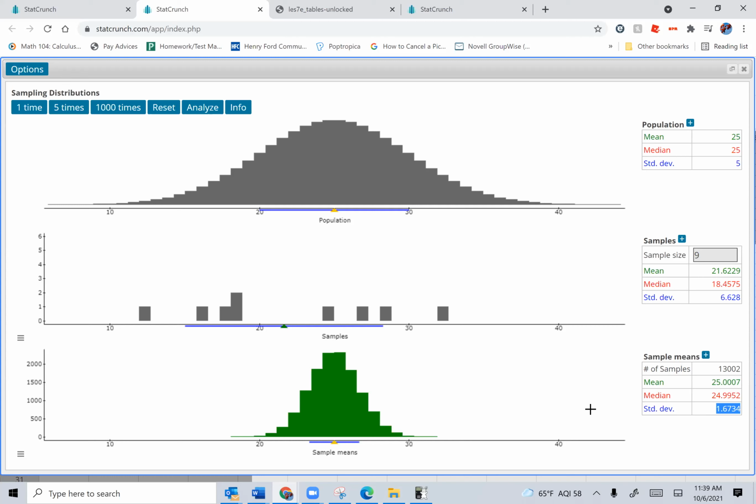But when you are working with data where the results are very close together, the values are close together, it's better. So look at the standard deviation, it's 1.6734.